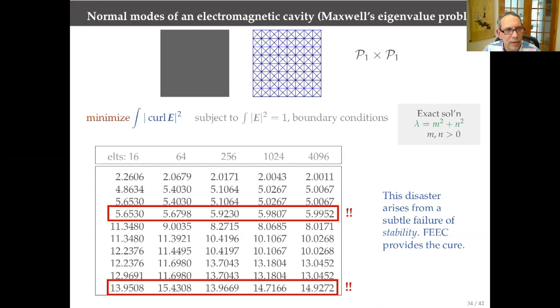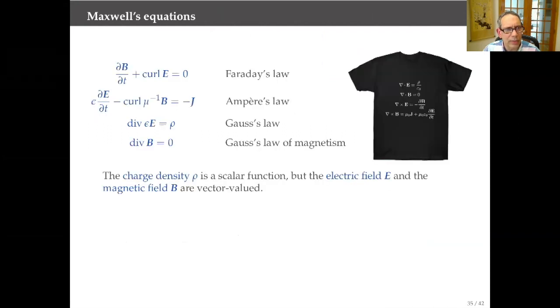And if you use different elements, not piecewise linears, not piecewise polynomials of degree four, but more sophisticated elements that come out of FEEC, you get the right answer with no spurious eigenvalues. So why is this? Well, I can only give you a hint of why this is. And to do this, I go back to Maxwell and Maxwell's equations.